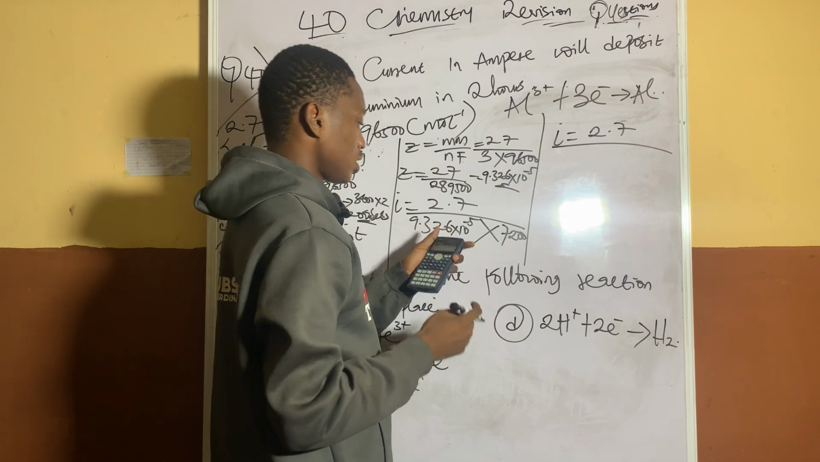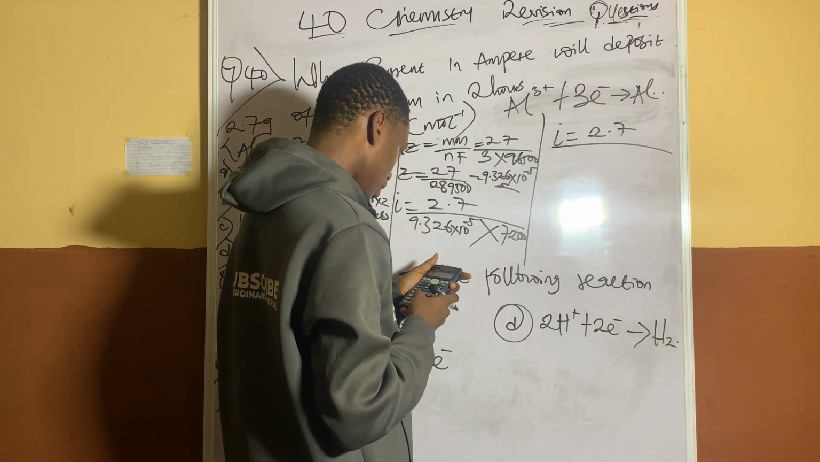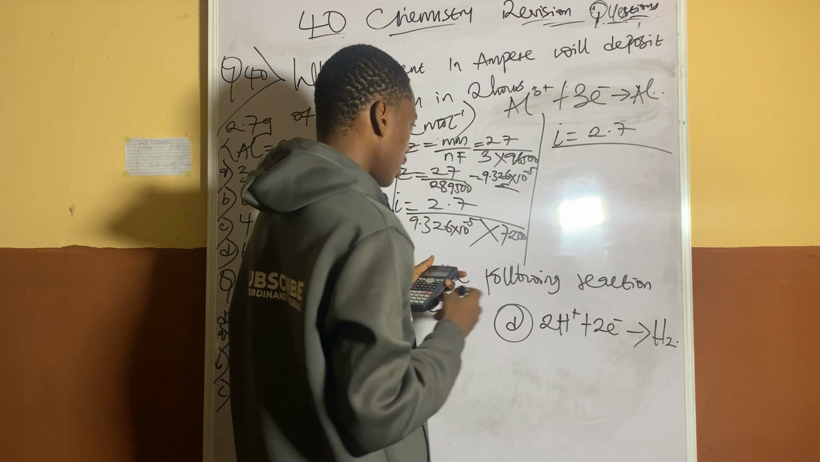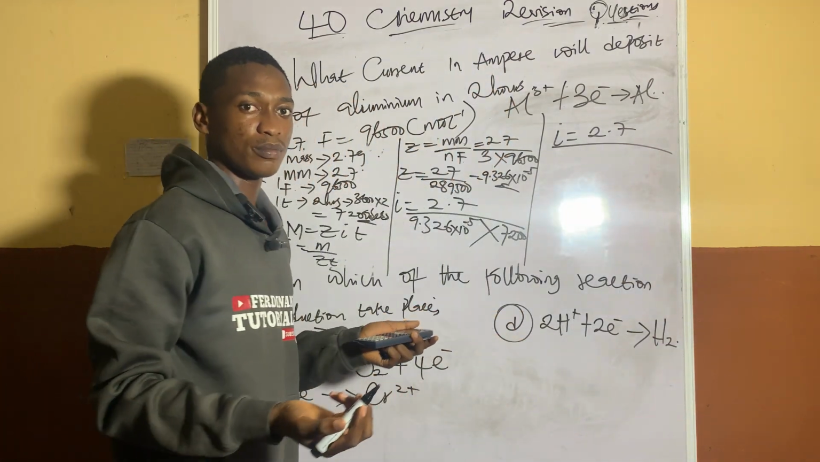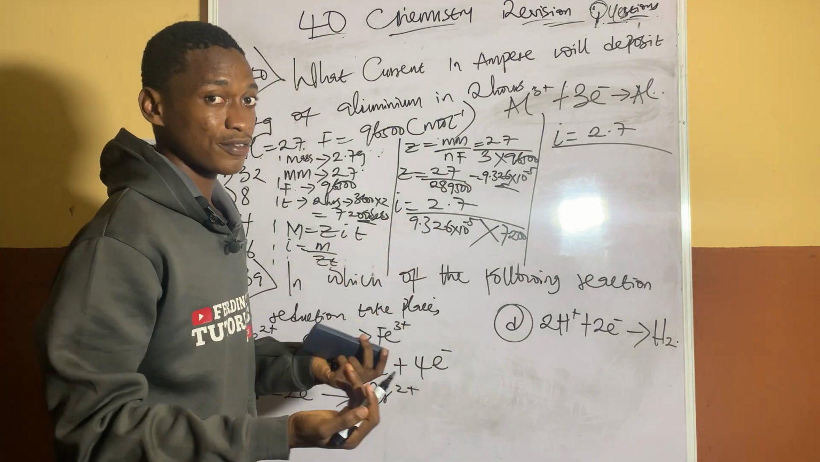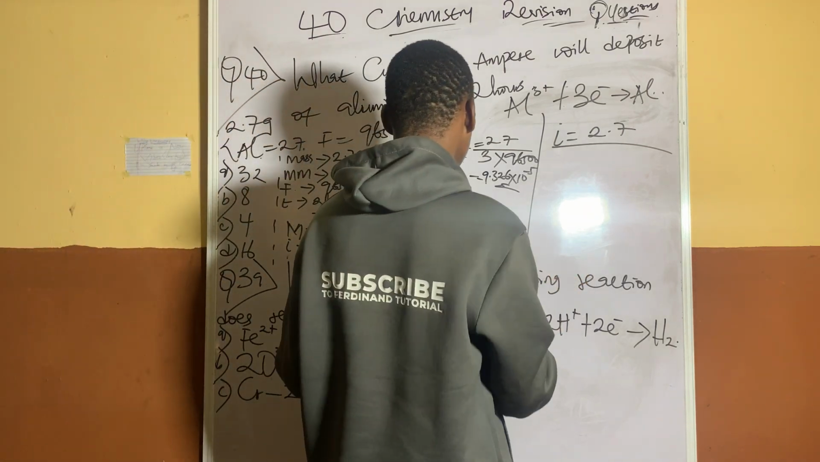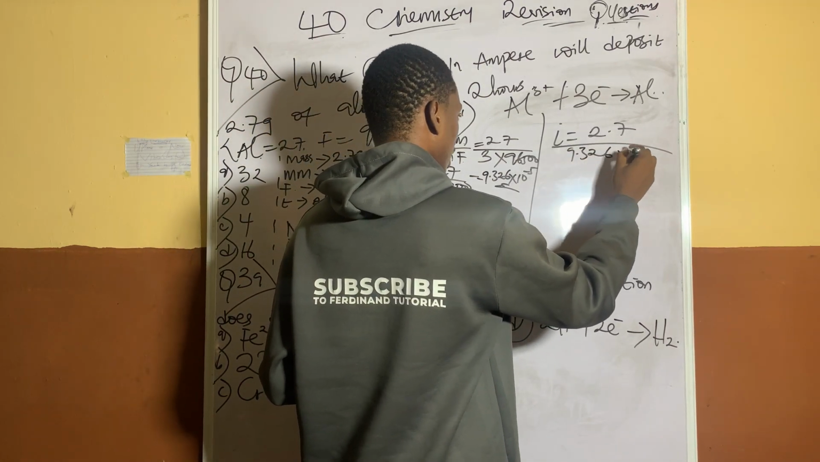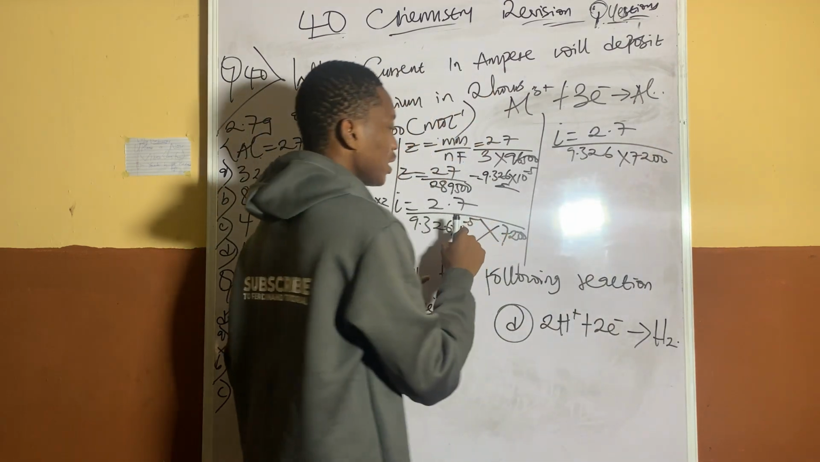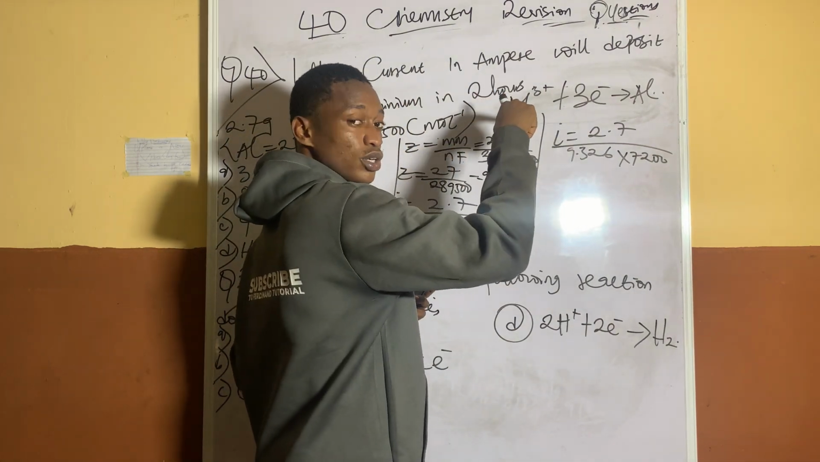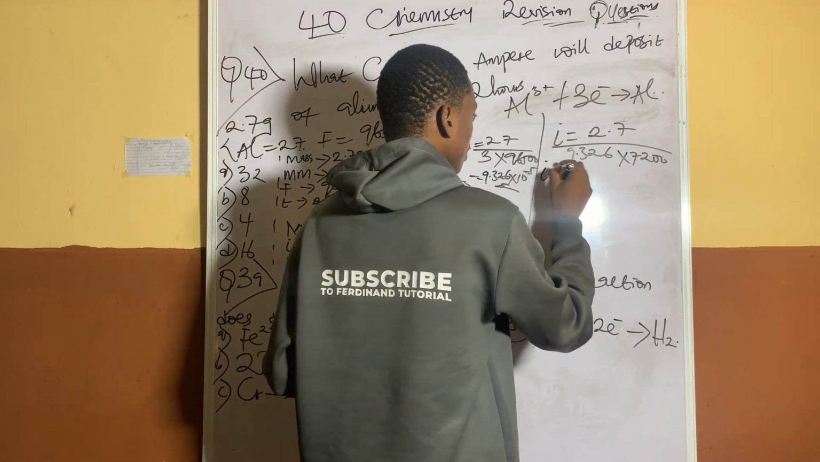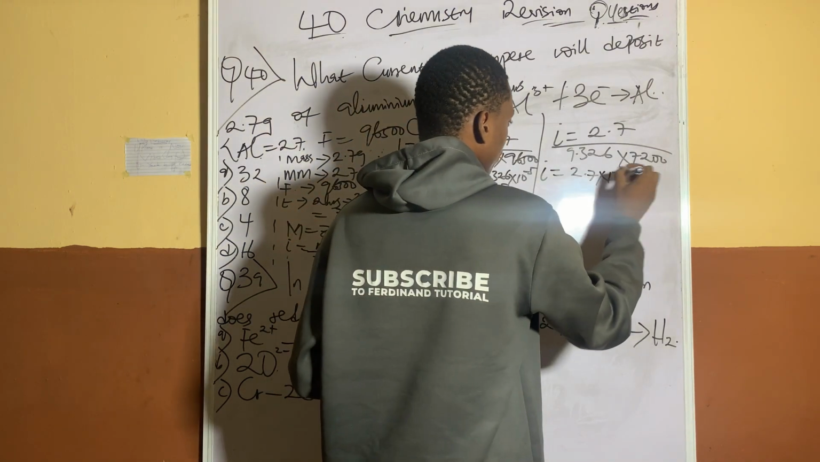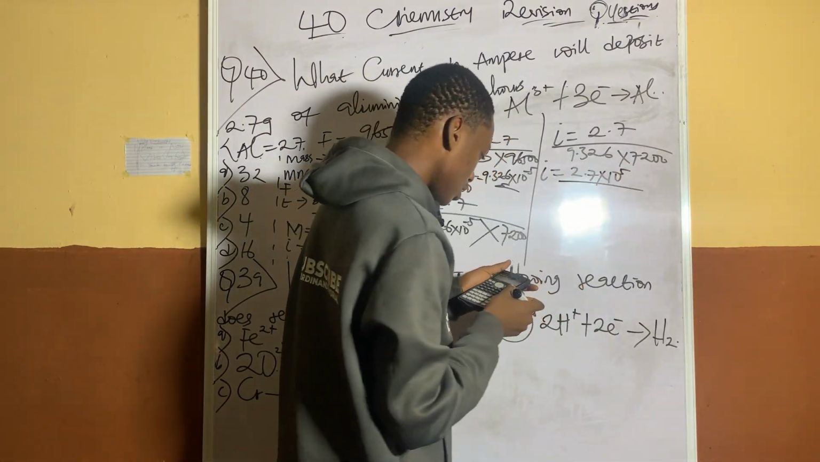So my current will be equal to 2.7 over 9.326 times 7,200. Now let me show you an easier way for your JAMB, when you don't have a scientific calculator and you just have a basic calculator. The easiest thing to do is bring out the whole numbers. Remember 10 raised to power minus 5: if it goes up, it turns positive. So current is equal to 2.7 times 10 raised to power 5 over 9.326 times 7,200.